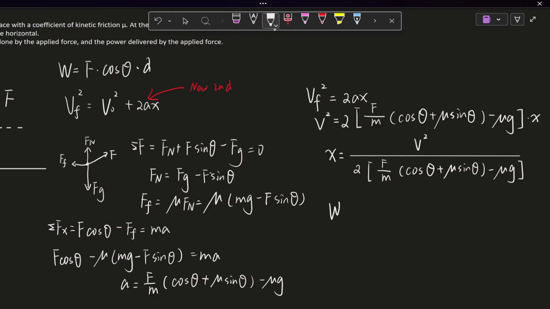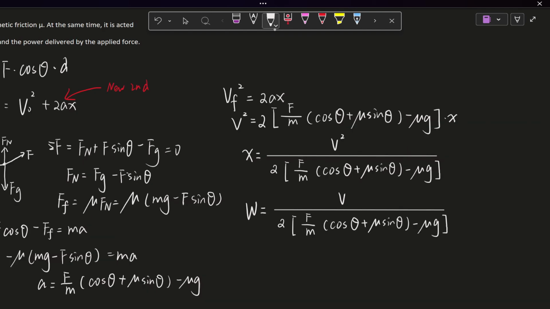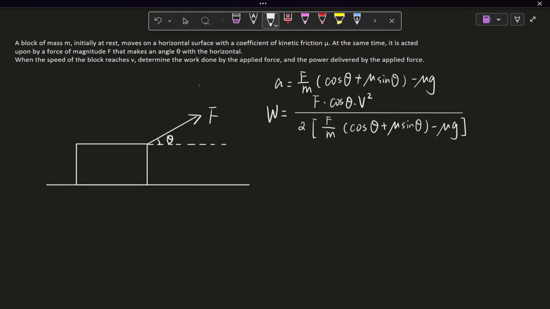Work is equal to F cosine theta times that displacement, so F times cosine theta times v squared over the bracket. Don't simplify it, because you actually find some surprising things when you're doing the power. Now let's try to solve for power.